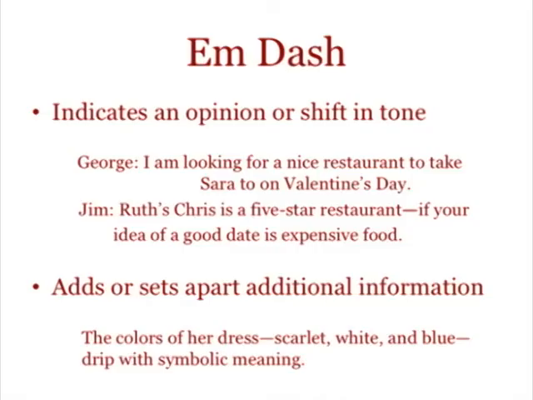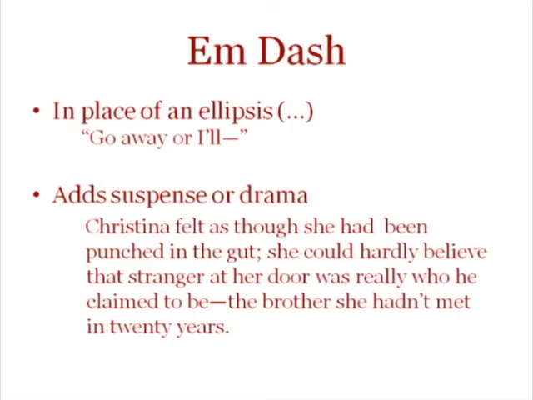An N dash can also set apart additional information that is of specific importance. In our sample sentence here, we can expect that the author is going to go on and explain the symbolism of each color because they were set apart as important. Some sentences cut off abruptly for effect. You often see an ellipsis here. However, you can also use a dash. Lastly, a dash can be added for suspense or drama.